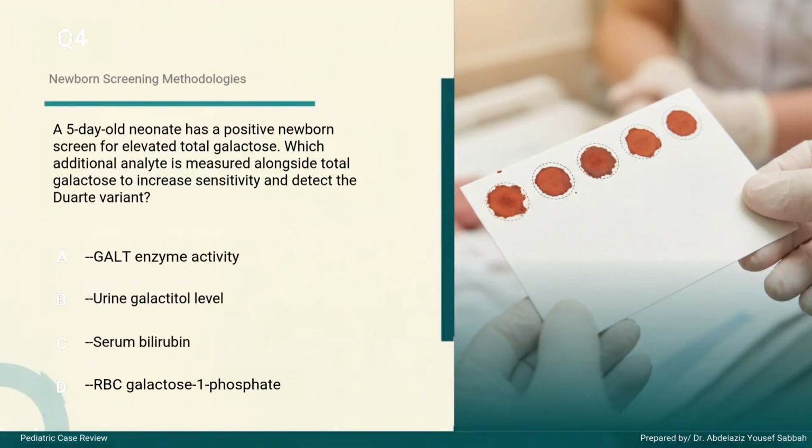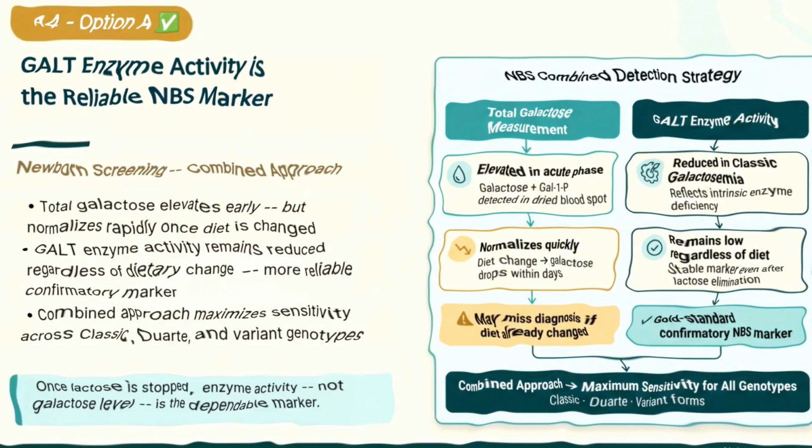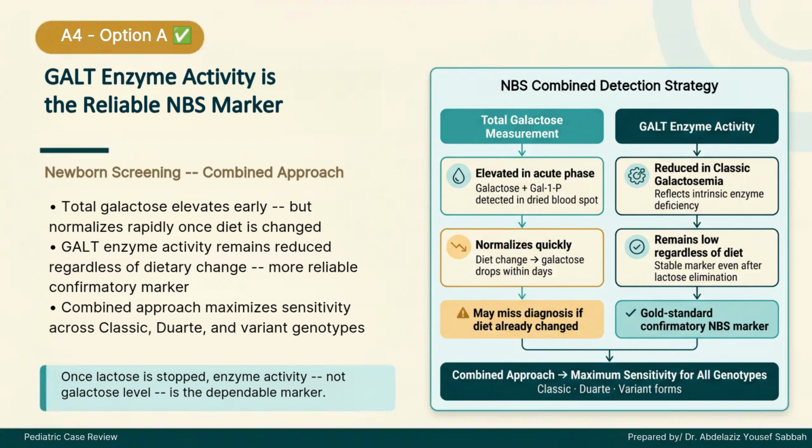Case 4. A 5-day-old neonate has a positive newborn screen for elevated total galactose. Which additional analyte is measured alongside total galactose to increase sensitivity and detect the Duarte variant? Option A, galactose 1-phosphate uridyltransferase enzyme activity. Option B, urine galactitol level. Option C, serum bilirubin. Option D, red blood cell galactose 1-phosphate. The correct answer is option A, galactose 1-phosphate uridyltransferase enzyme activity.